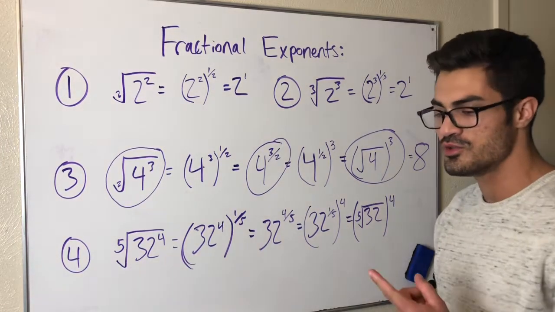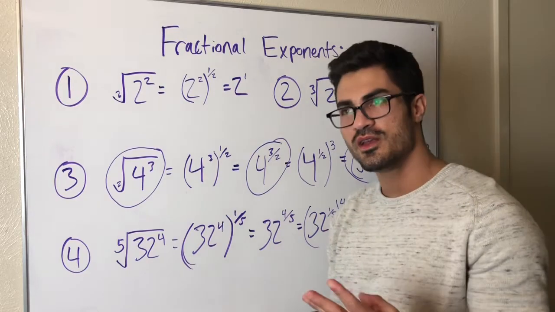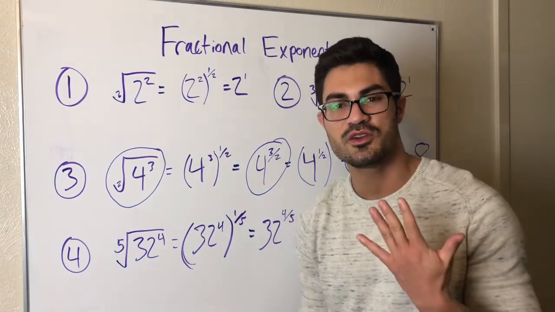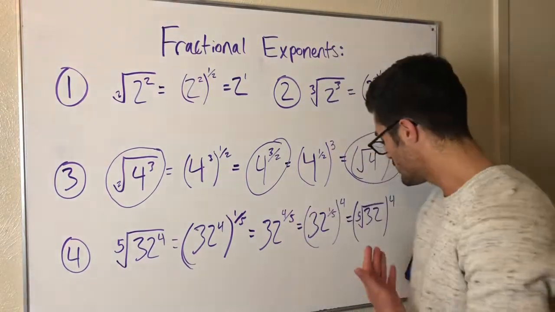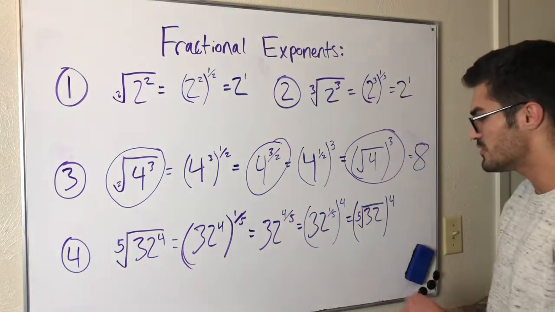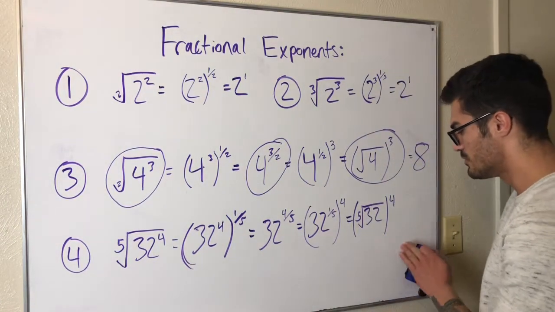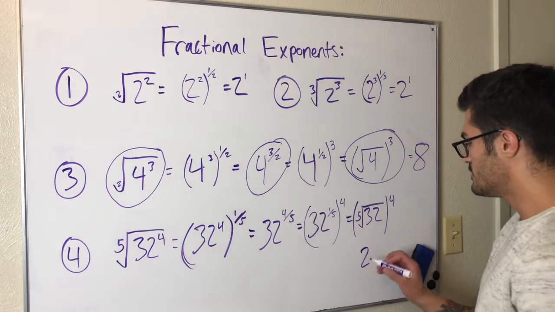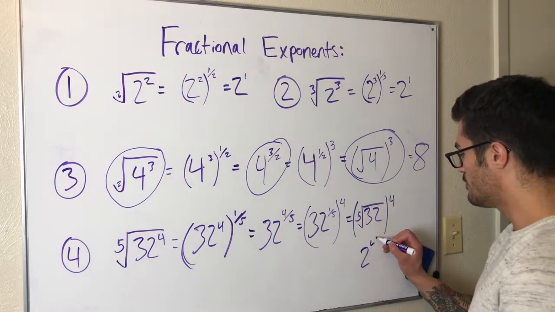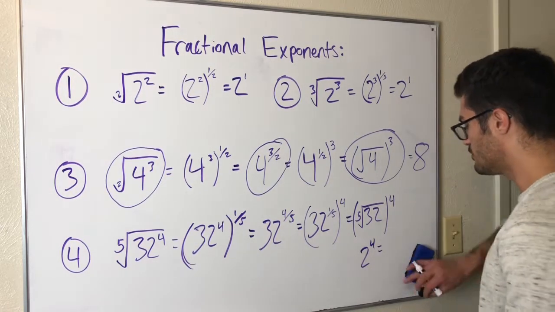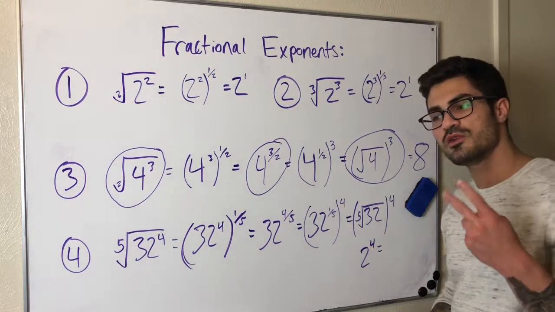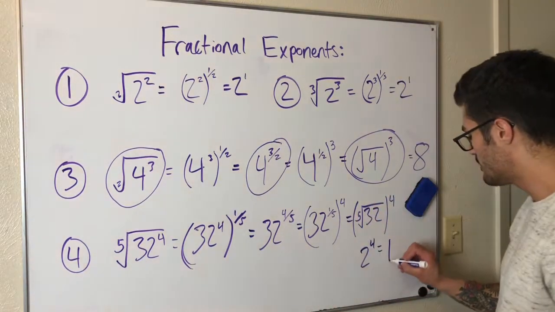Let's see if we can find it. 2 times 2 is 4, times 2 is 8, 16, 32. So 2 to the 5th power is 32. So the 5th root of 32 is 2. So this is 2 to the 4th power, which equals 2 times 2 is 4, 8, 16, right?